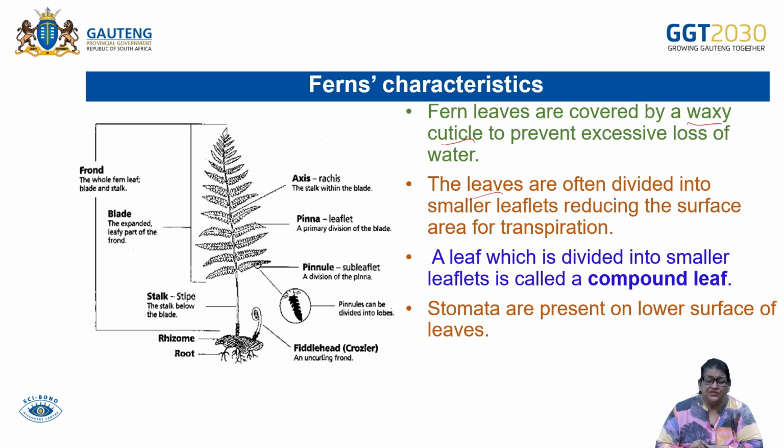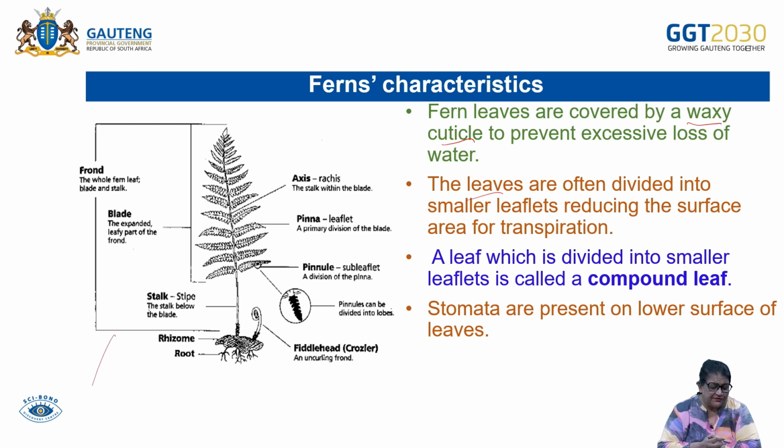And that reduces the surface area. It makes the surface area smaller so that the ferns don't lose a lot of water. That's why it's further divided into smaller leaves. And at the back of the leaves, we have small openings called the stomata, which allows carbon dioxide to enter and oxygen to leave after photosynthesis.